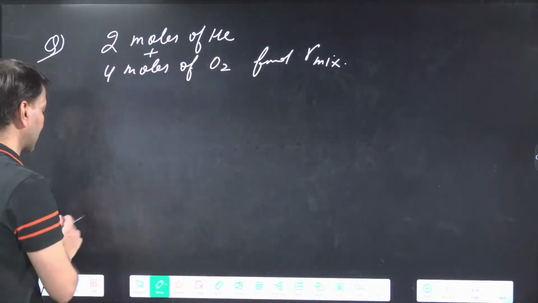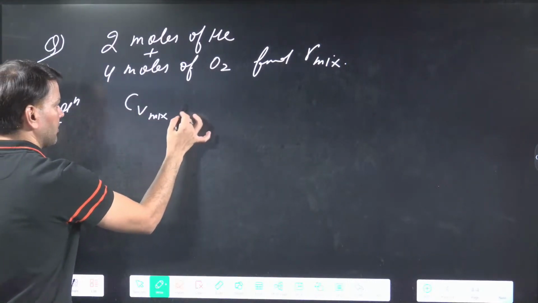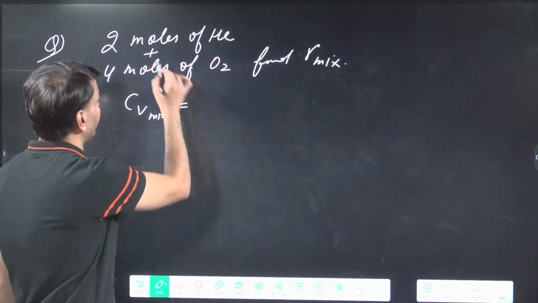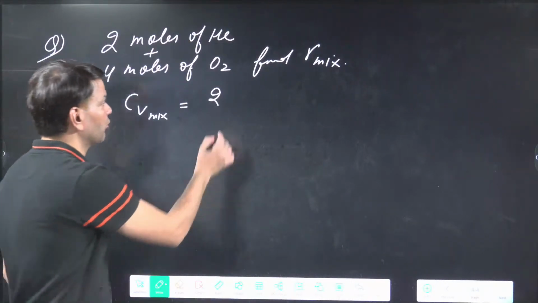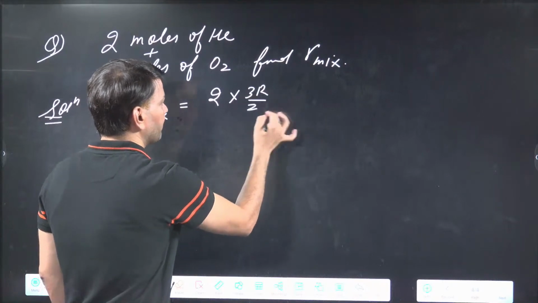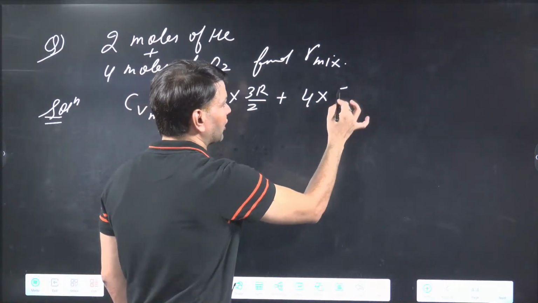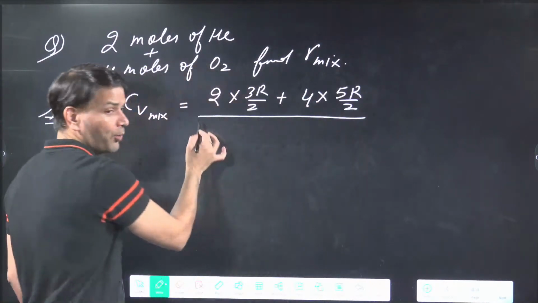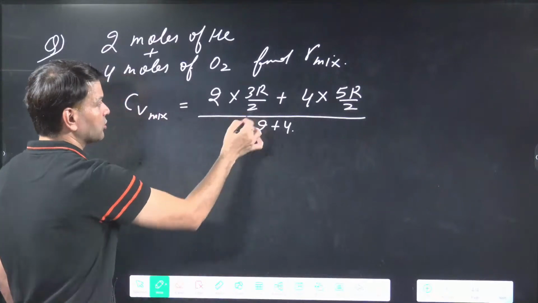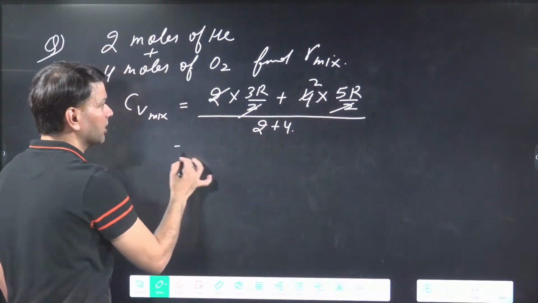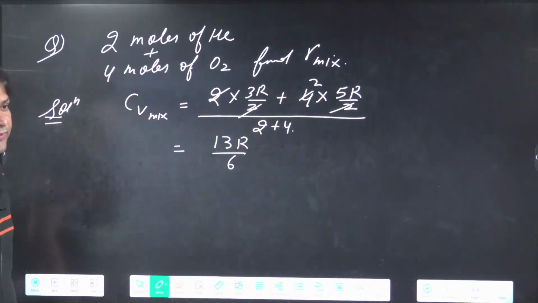So first we will calculate the Cv mixture. Cv mixture is N1 Cv1, where the mole of the monatomic is 2 and Cv of the monatomic is 3R by 2, plus N2 Cv2, where N2 is 4 and Cv2 for diatomic is 5R by 2, upon N1 plus N2. N1 plus N2 is 2 plus 4, that is 6. This 2 and this 2 cancel out. So we got 5 times 2 is 10, plus 3, that is 13R by 6. So Cv we got is 13R by 6.